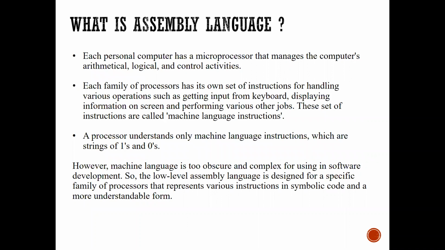Each personal computer has a microprocessor that manages the computer's arithmetical, logical, and control activities. Each family of processors has its own set of instructions for handling various operations, such as getting input from the keyboard, displaying information on screen, and performing various other jobs. A processor understands only machine language instructions, which are strings of 1s and 0s.